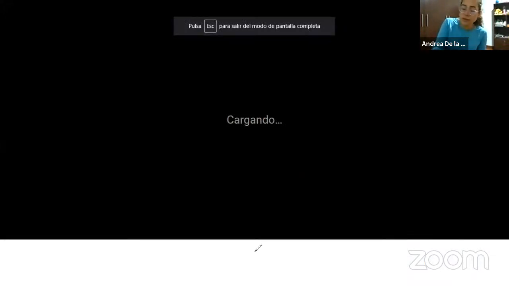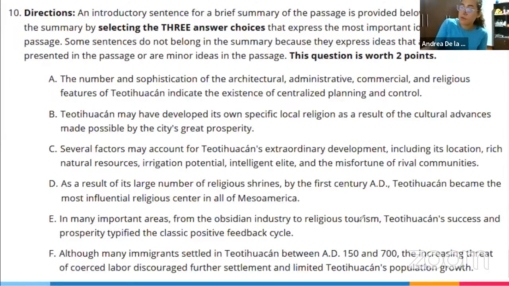If you noticed, option A is basically the same idea. It says the number and sophistication of the architectural, administrative, commercial, and religious features of Teotihuacan indicate the existence of centralized planning and control. Right? Remember how they talked about the workshops, the streets, the buildings, the religious edifices. They talk about all of that, and they talk about planning and control. So it makes sense, right? It is option A as well. Option A is definitely one of them.